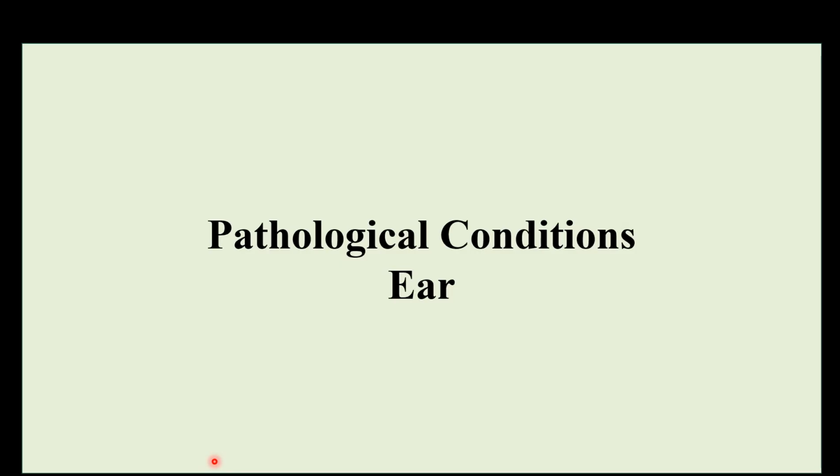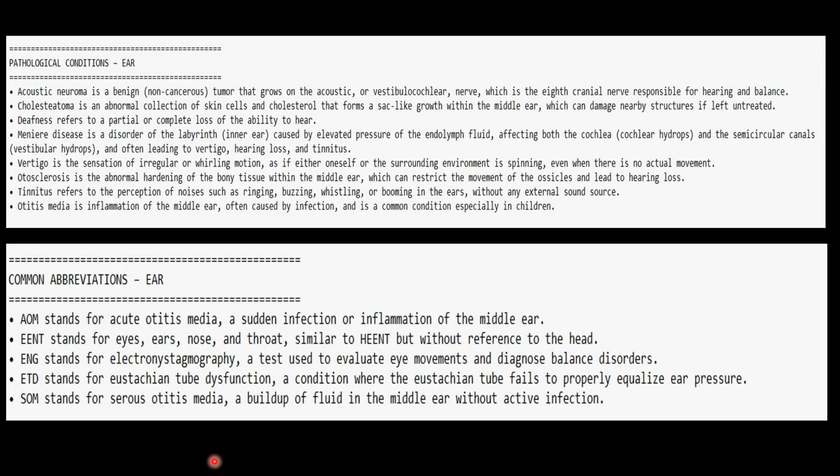Alright, so let's see what the conditions are. First thing is acoustic neuroma, which is a benign, non-cancerous tumor, and this non-cancerous tumor grows on the acoustic or vestibulocochlear nerve, which is the 8th cranial nerve responsible for hearing and balance. So this nerve is mainly responsible for hearing and balance.